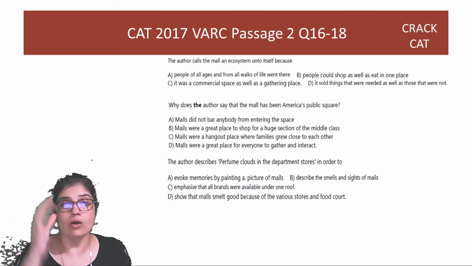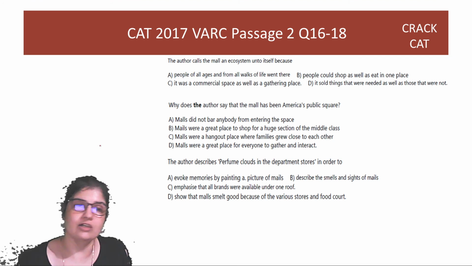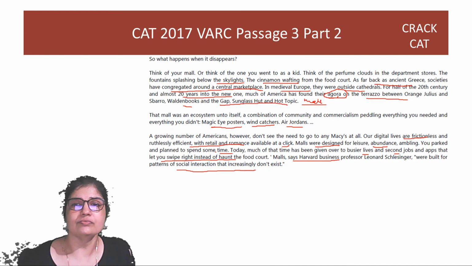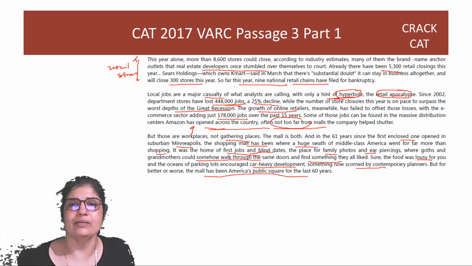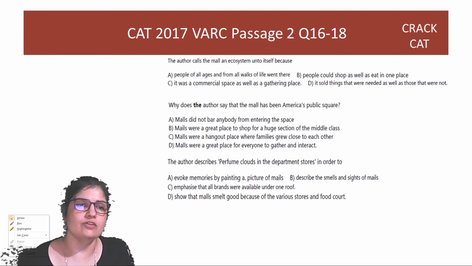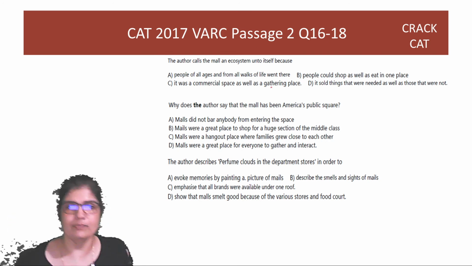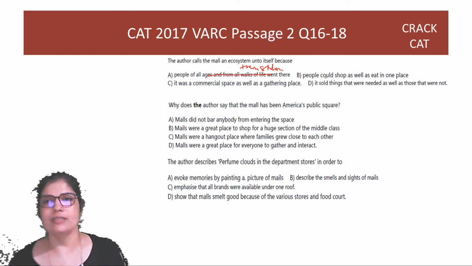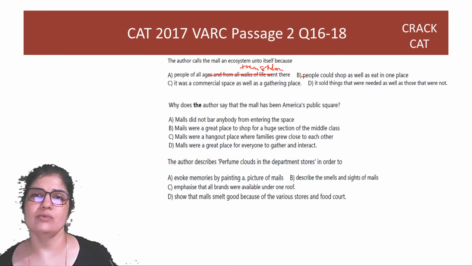The author calls the mall an ecosystem unto itself because people gathered there, right? It's clearly given. If you just go back and check, okay, it was the gathering place. But these are workplaces, not gathering places. Mall is a gathering place. So it's all about people meeting there, right? So, of course, people of all walks of life went there, but that's not the reason it was an ecosystem. People of all ages and all walks also go to a train station, correct? But that doesn't make the train station an ecosystem. So, A is out. People could shop as well as eat in one place, yeah, but that's not the reason why it became an ecosystem.